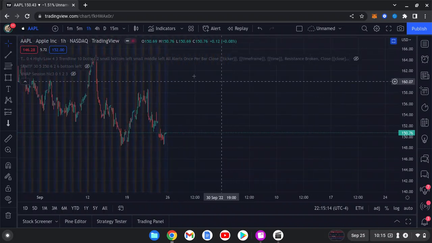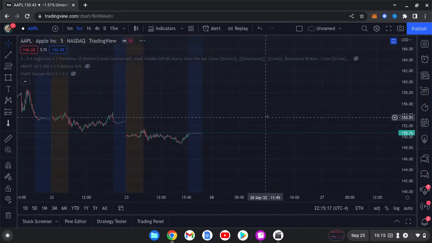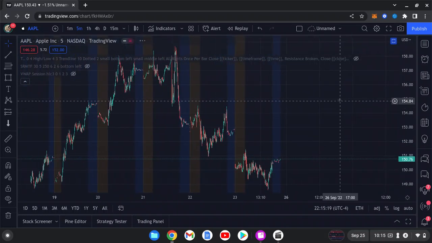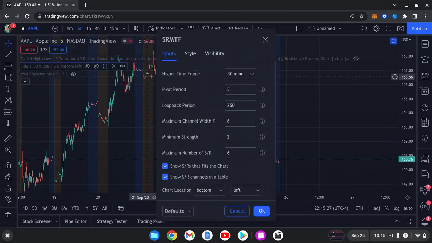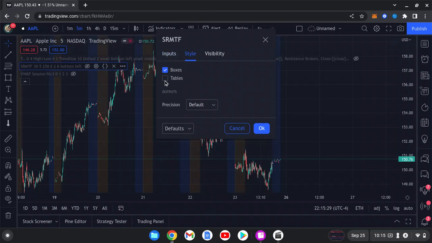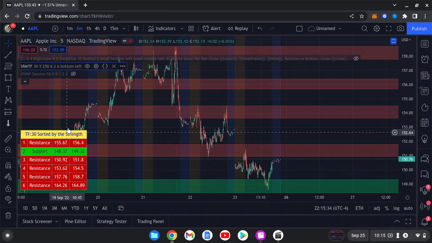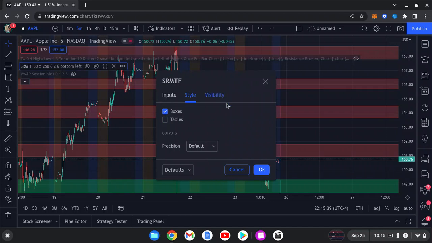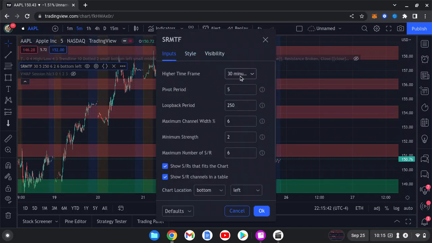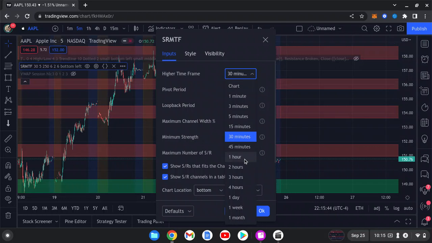And I go to the 5-minute time frame and we turn on our supply and demand indicator. So for this one, when we go to settings, I remove tables. Tables is just this table right here, which I don't like using too much. So I turn that off. And for input, I leave this at either 30 minutes or 1 hour, and you can experiment and see what you like. So we'll leave it at 30 minutes for now.